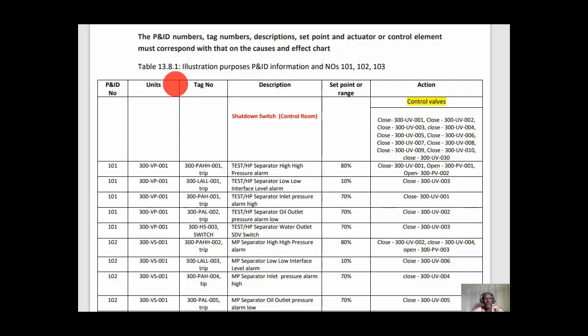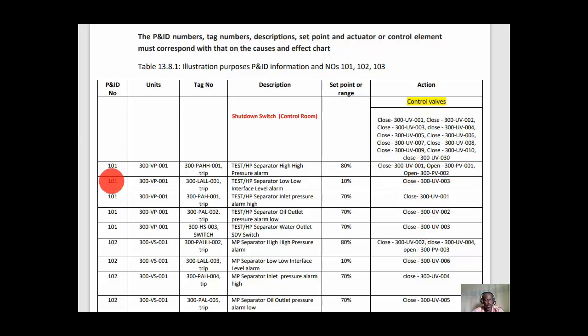Table 30.8.1 is for illustration purposes, showing the information of P&ID number 101, 102 and 103. The P&ID numbers, tag number, description, set point and actuator or control element must correspond with those on the cause and effect chart. Here, for example, we have the P&ID number, then the unit, then the tag, then the description and the set point, and the action for the control valve, what will happen when there is a trip on the alarm.